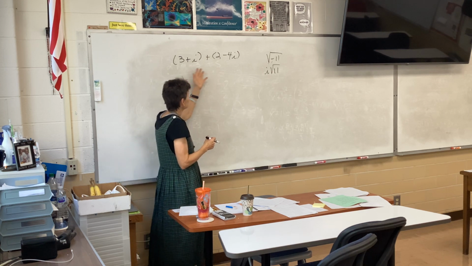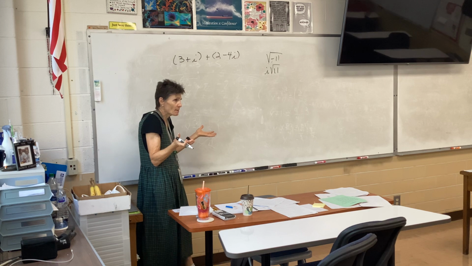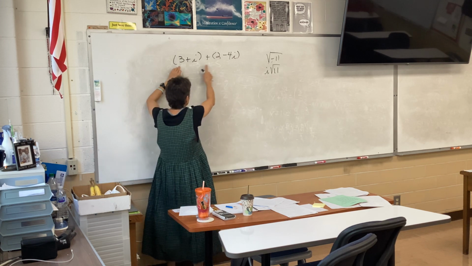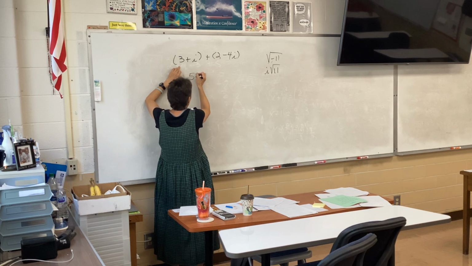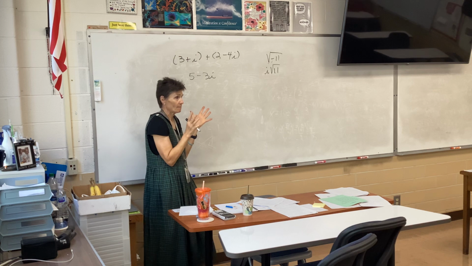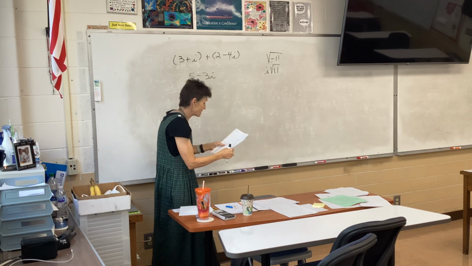So if you want to add these two things together, it's super simple. You just combine like terms. So the answer to this would be 5 minus 3i. Does that make sense to you? Easy. So the next one, they're being subtracted.